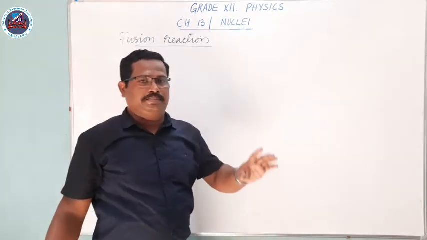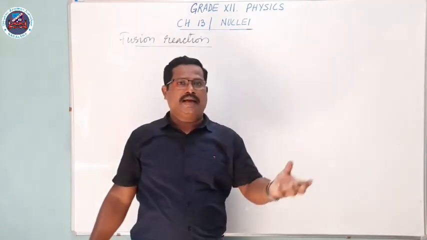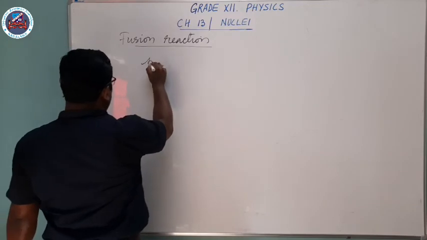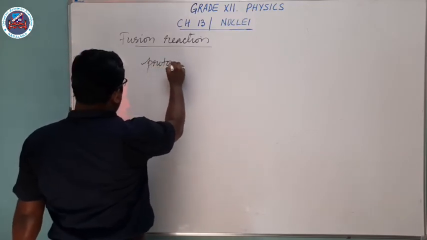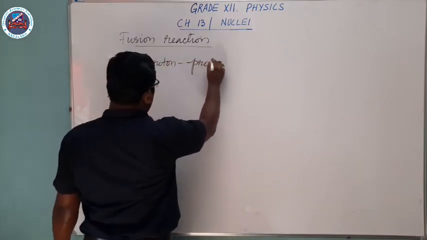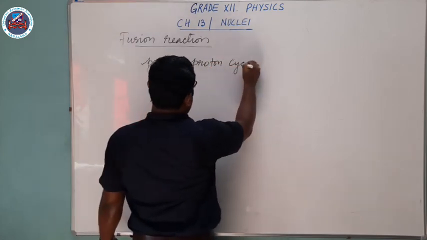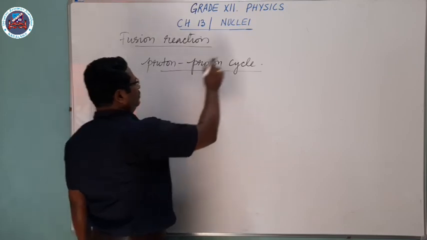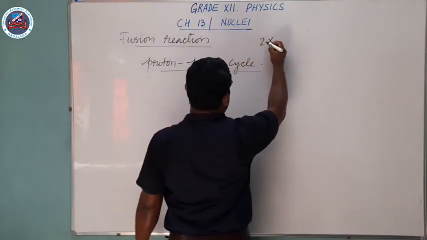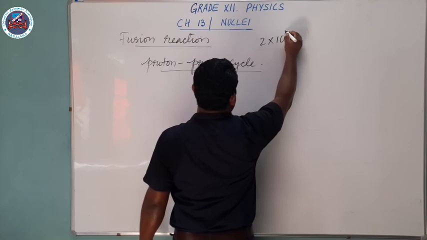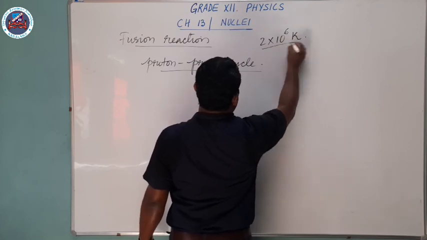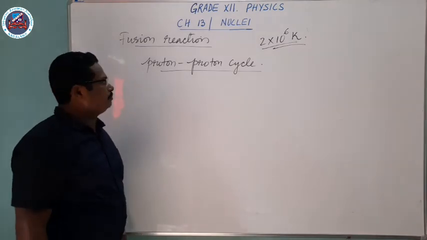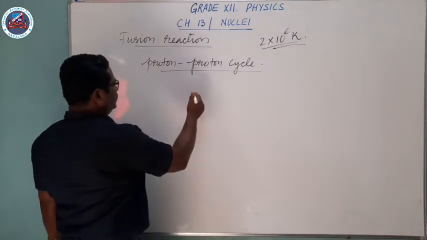Generally, the energy that is produced in stars, that is in the sun, according to Hans Bethe, this is the cycle. We call it the proton cycle. It goes like this. How do we get the energy from the sun? The temperature of the sun is around 2 into 10 to the power 6 Kelvin, of this order. Then only is the fusion reaction possible. Proton cycle, it goes like this.